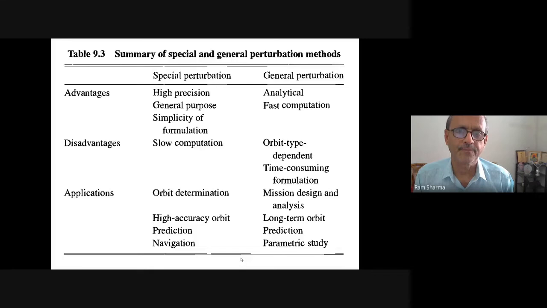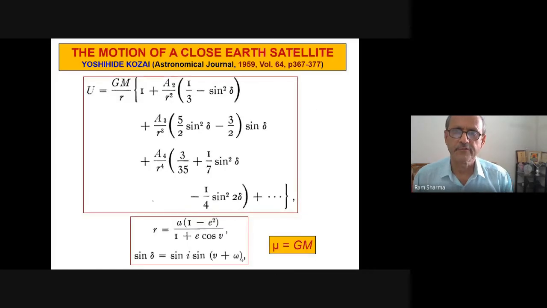We cannot go for a special perturbation in mission planning. At that time, we need very many solutions, and those many solutions come from our general perturbation methods by analytical solutions. Now, this is one of the very fundamental.